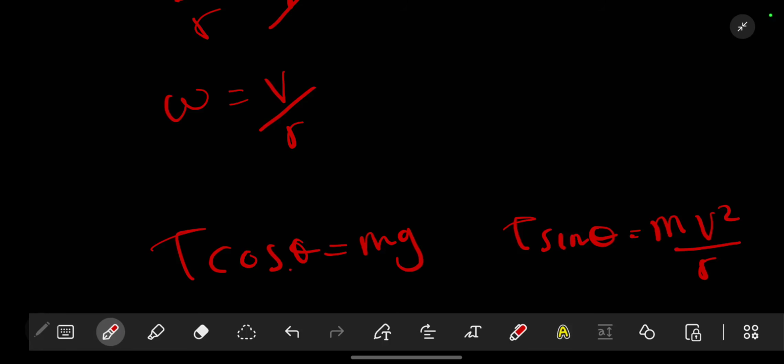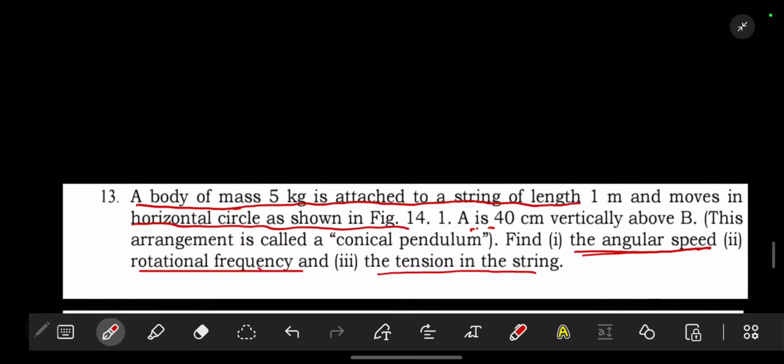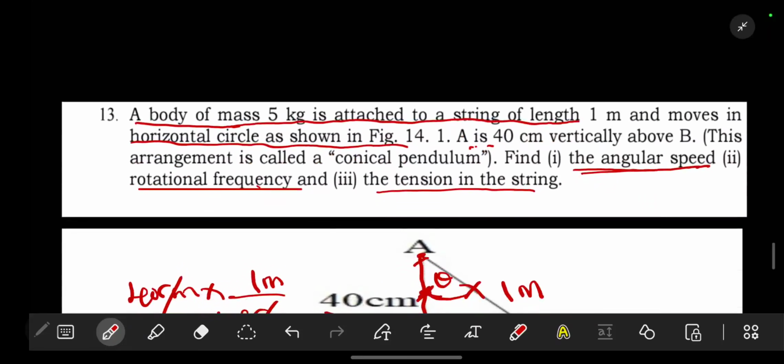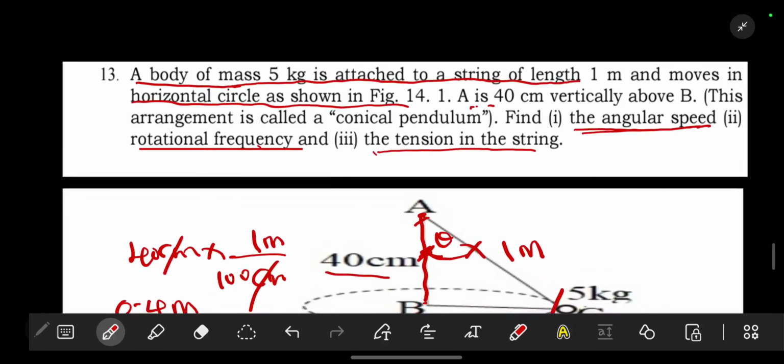Now we have the angle. Do we have the mass? 5 kg. So if we want, we can answer the third one. But let's just begin with the first one, the angular speed.